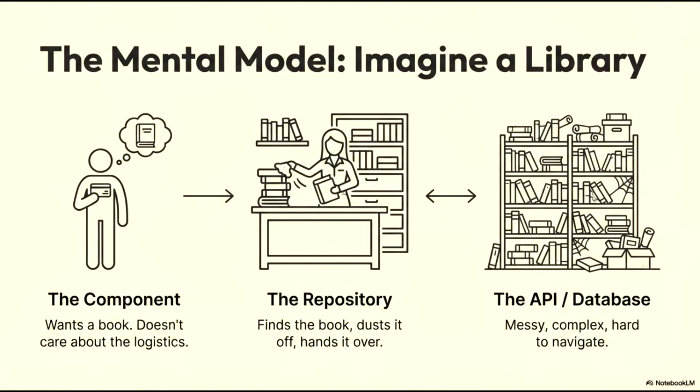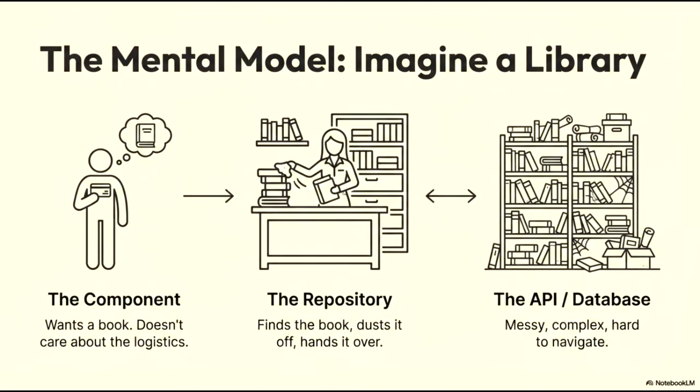To better understand our system architecture, let's use the mental model of a library. Think of the UI component as a library patron. They simply want a specific book, or in our case, data, and they shouldn't have to worry about the logistics of where it is stored or how it is fetched. The repository acts as the librarian. It provides a clean interface for the patron, knowing exactly where to look, performing any necessary cleanup or formatting, represented here as dusting off the book, and delivering exactly what was requested in a usable format.